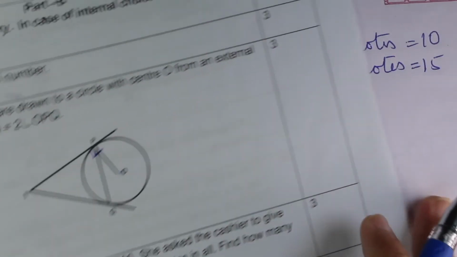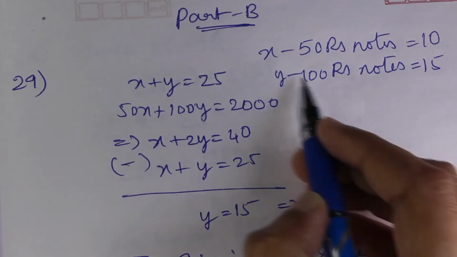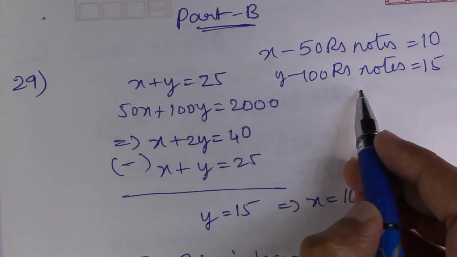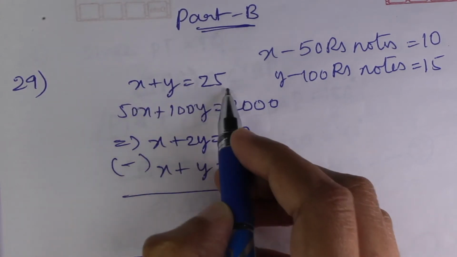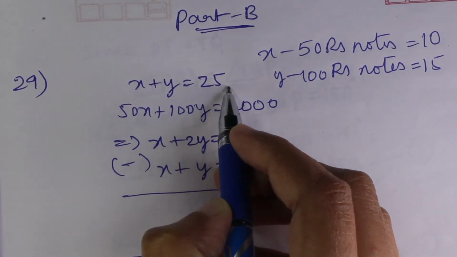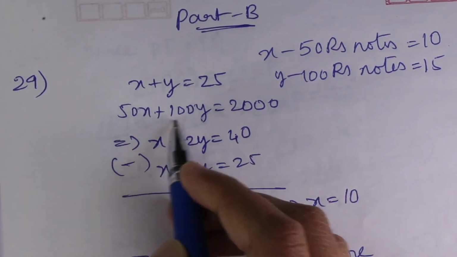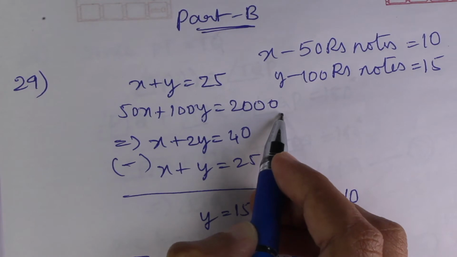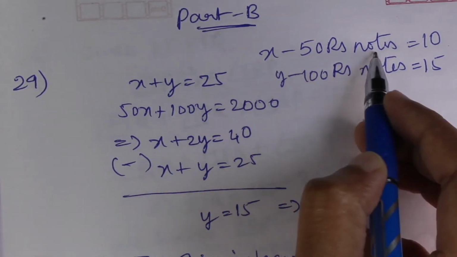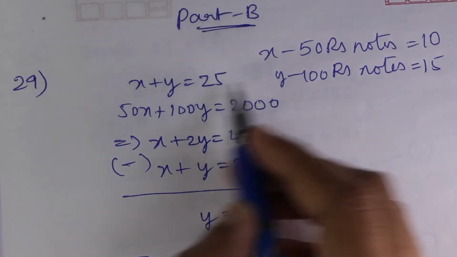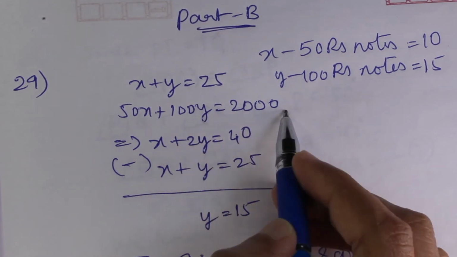So let us assume there are x 50 rupee notes and y 100 rupee notes. Then the total number of notes Meena received is 25. So x plus y becomes 25. Right? And the total amount she has received is rupees 2000. So 50 times x plus 100 times y is equal to 2000. I have started with the assumption Meena has x 50 rupee notes and y 100 rupee notes. So x plus y becomes 25 and 50x plus 100y becomes 2000 rupees.